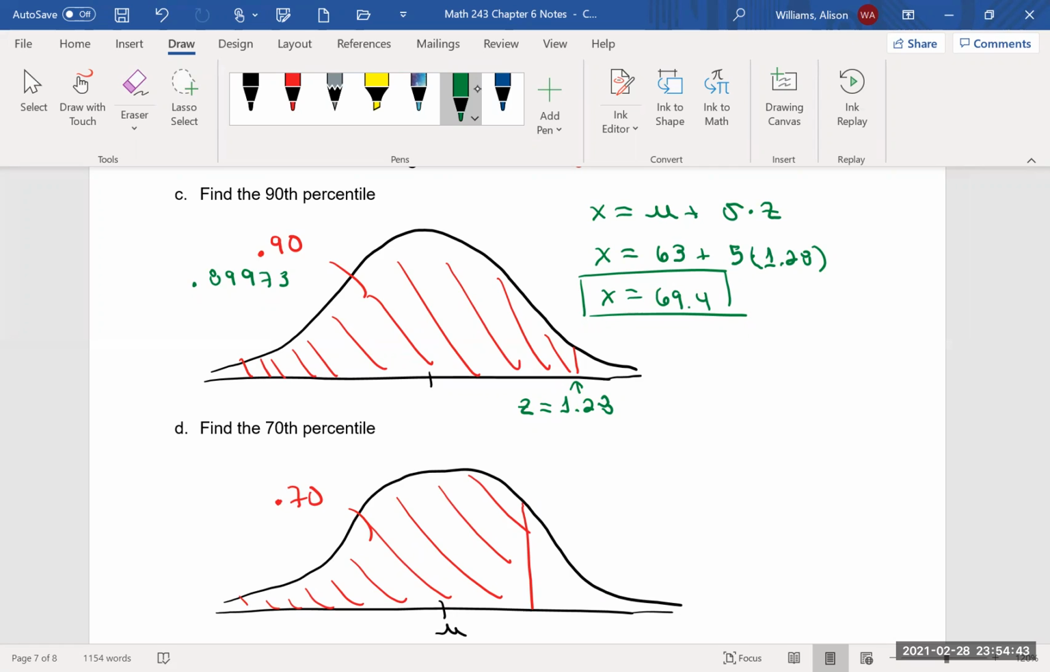So 70%, let's see, I see a 0.70194. And I see a 0.69847. So I'm going to see which one's closer. So 0.69847 is closer. All right, so I'm going to write that down. 0.69847. And that is with the z-score 0.52.